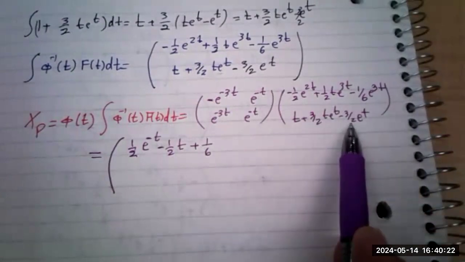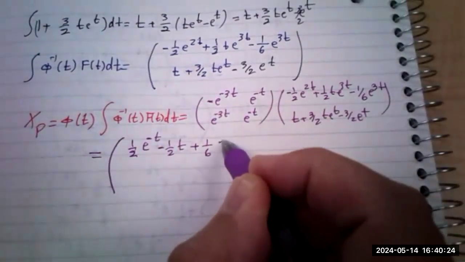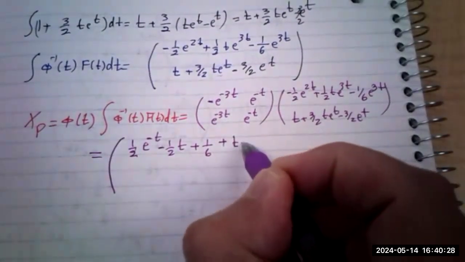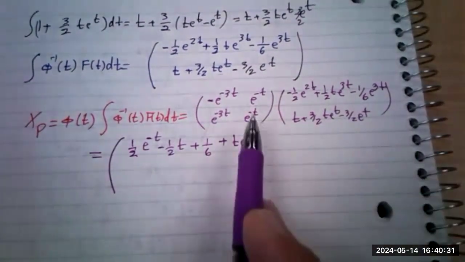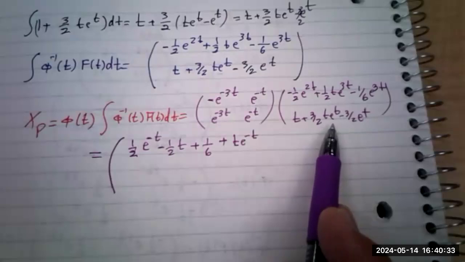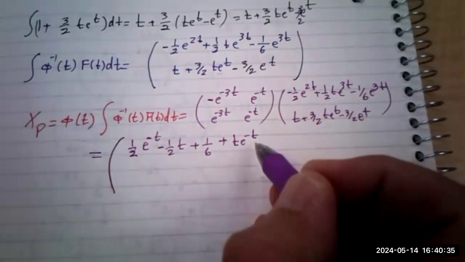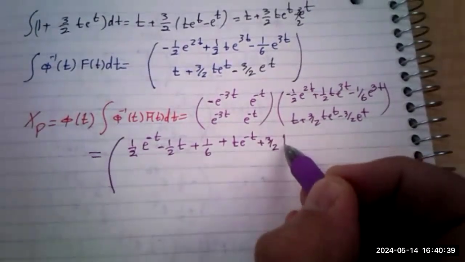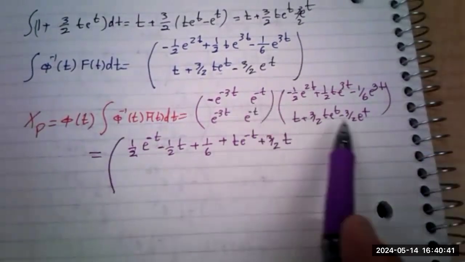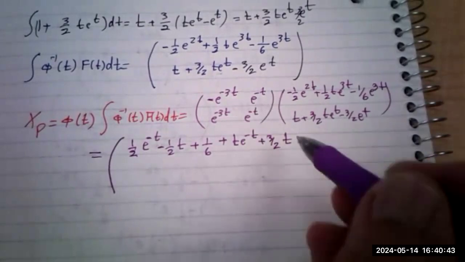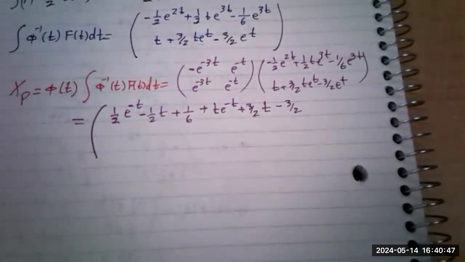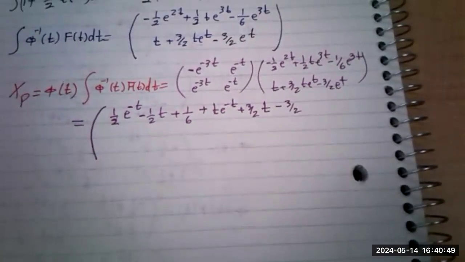You continue plus, you multiply this one by the second row. So it's going to be t e to the negative t. If you multiply e to the negative t over here, you will lose it. So that gives you plus 3/2 t. And then you multiply by this one, you lose it. So that gives you negative 3/2. So that would be the first row. Any question? It's like a dot product.